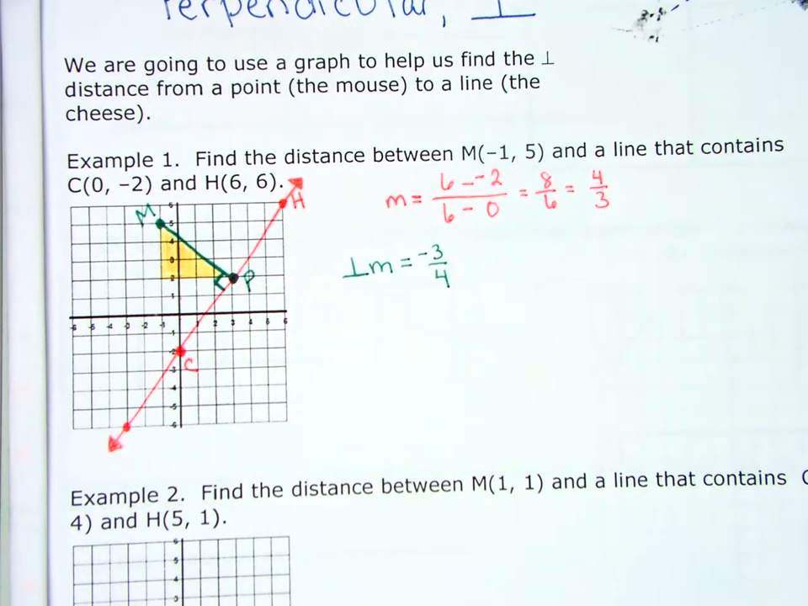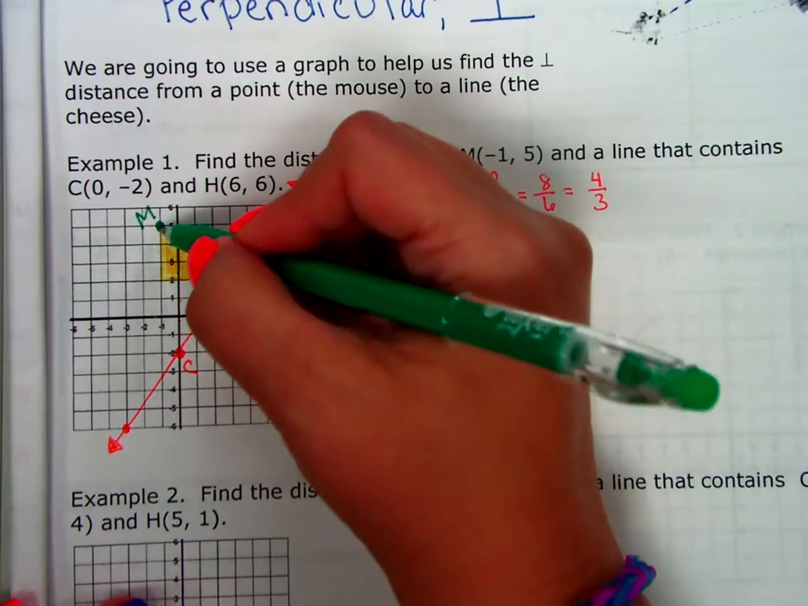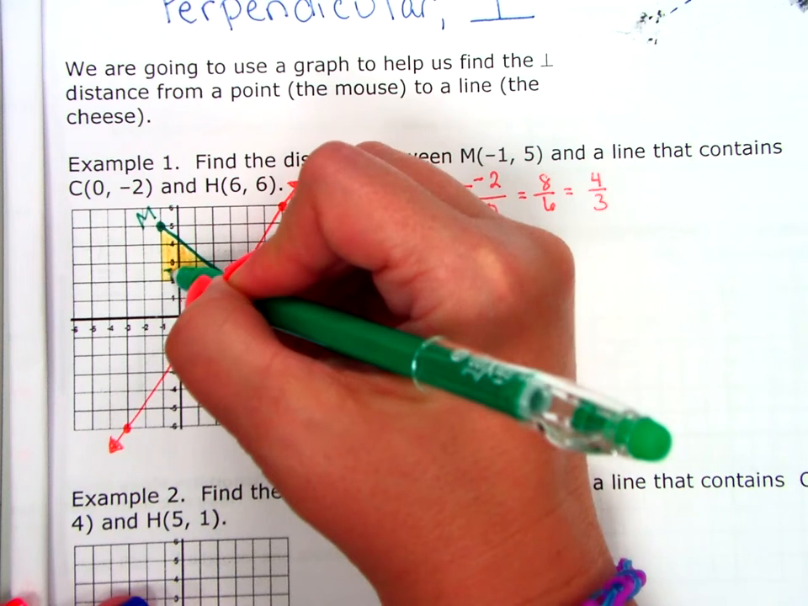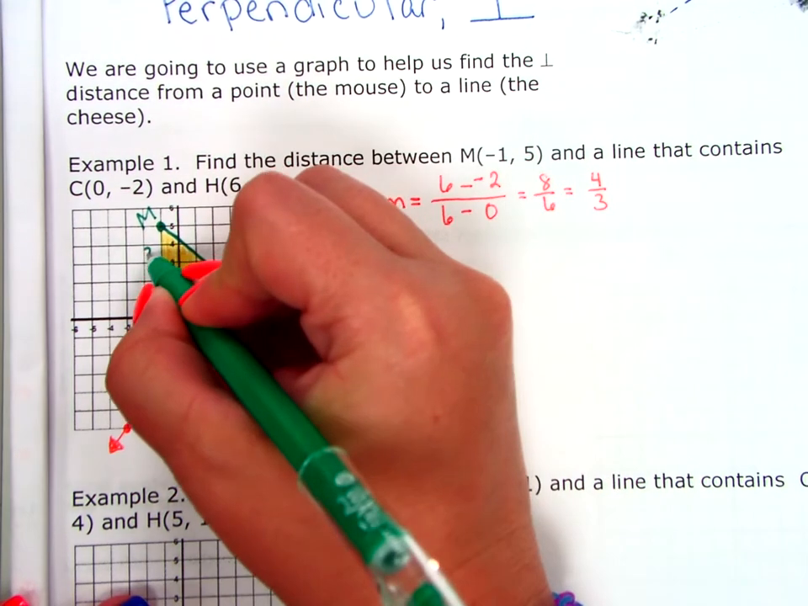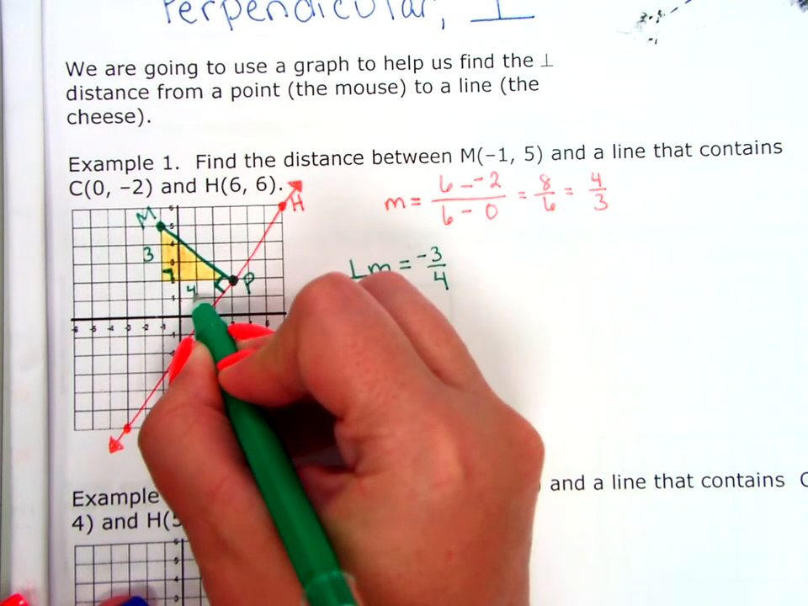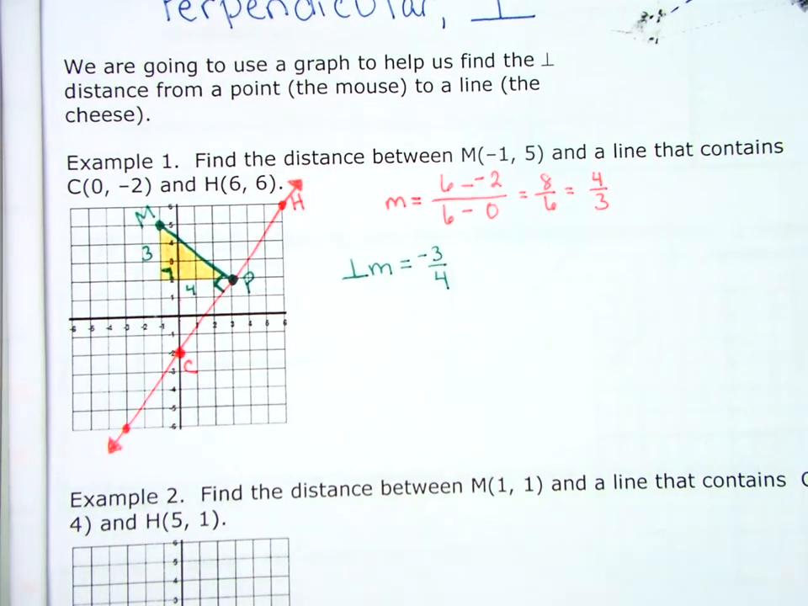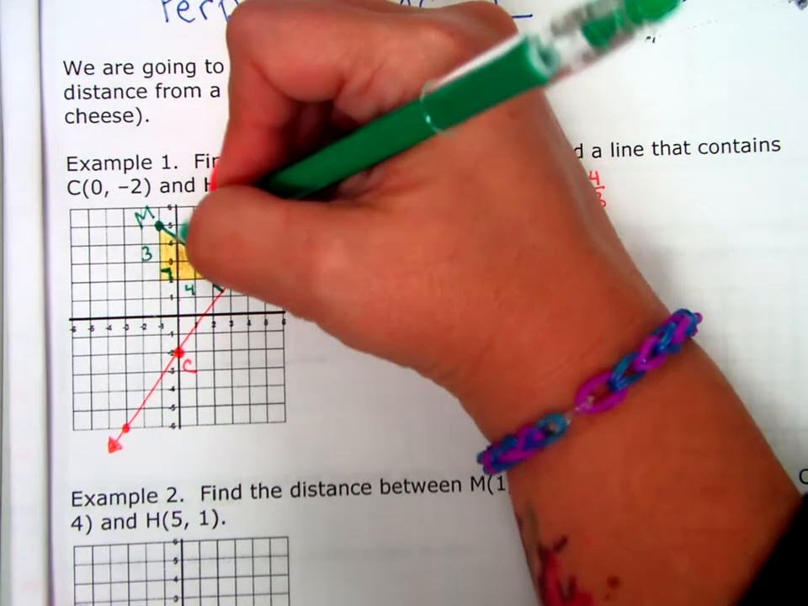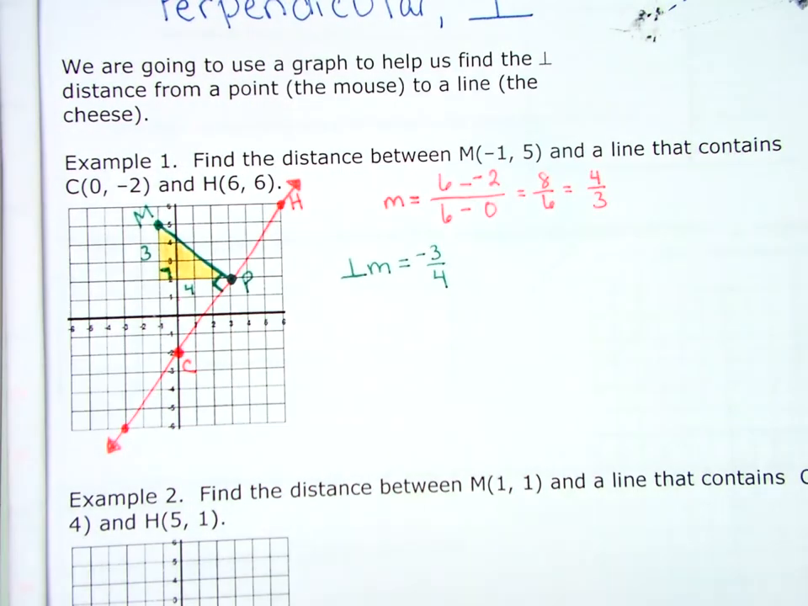And when I make a little right triangle there, I can see one of the vertical sides of that right triangle is 3. The horizontal side is 4, because that was our slope. And I need to find this distance here, which is like my hypotenuse, my c squared. Do you remember the Pythagorean Theorem?